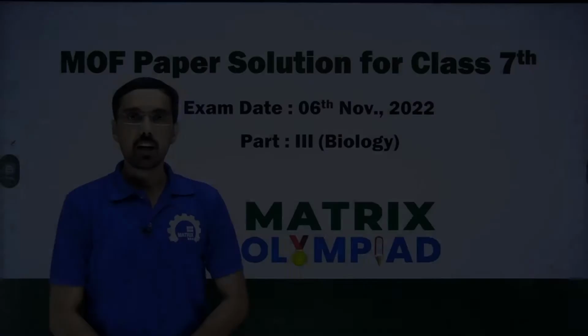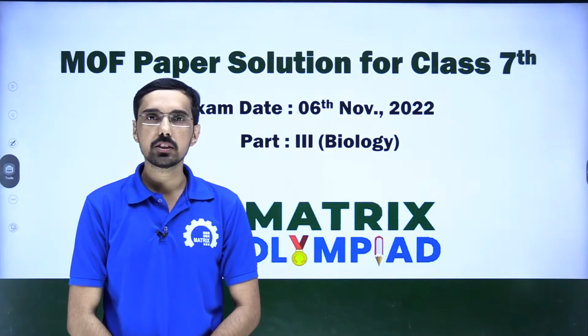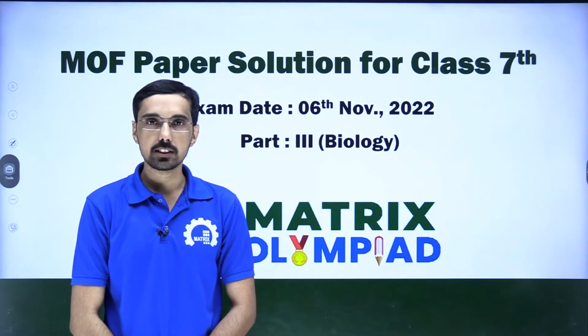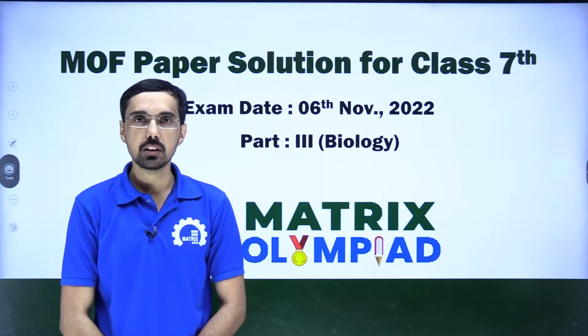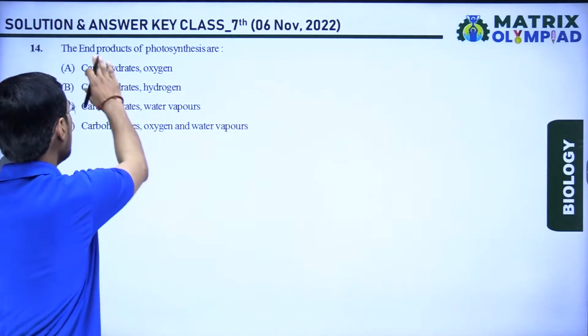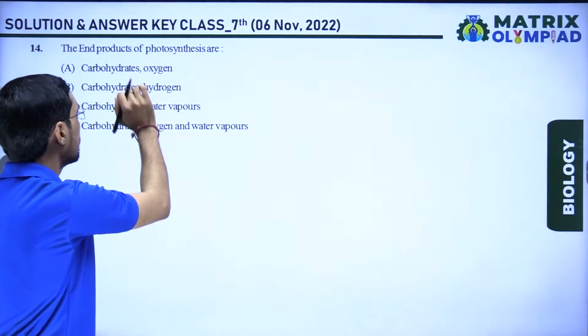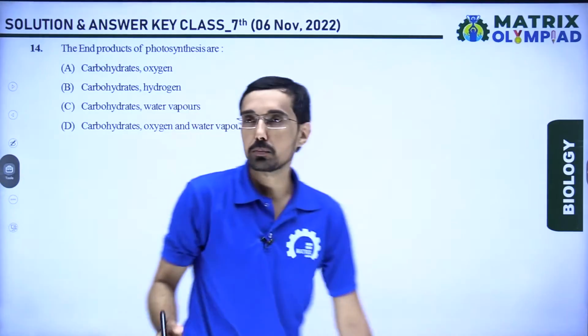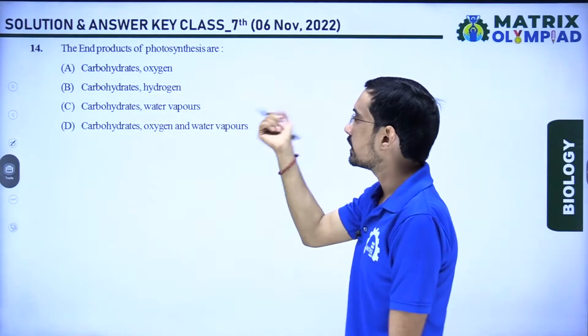Hello students, today I will discuss the MCQ paper solution of class 7 science part 3, biology. So our first question is, the end products of photosynthesis are, we have to find out which one of the given options is correct.